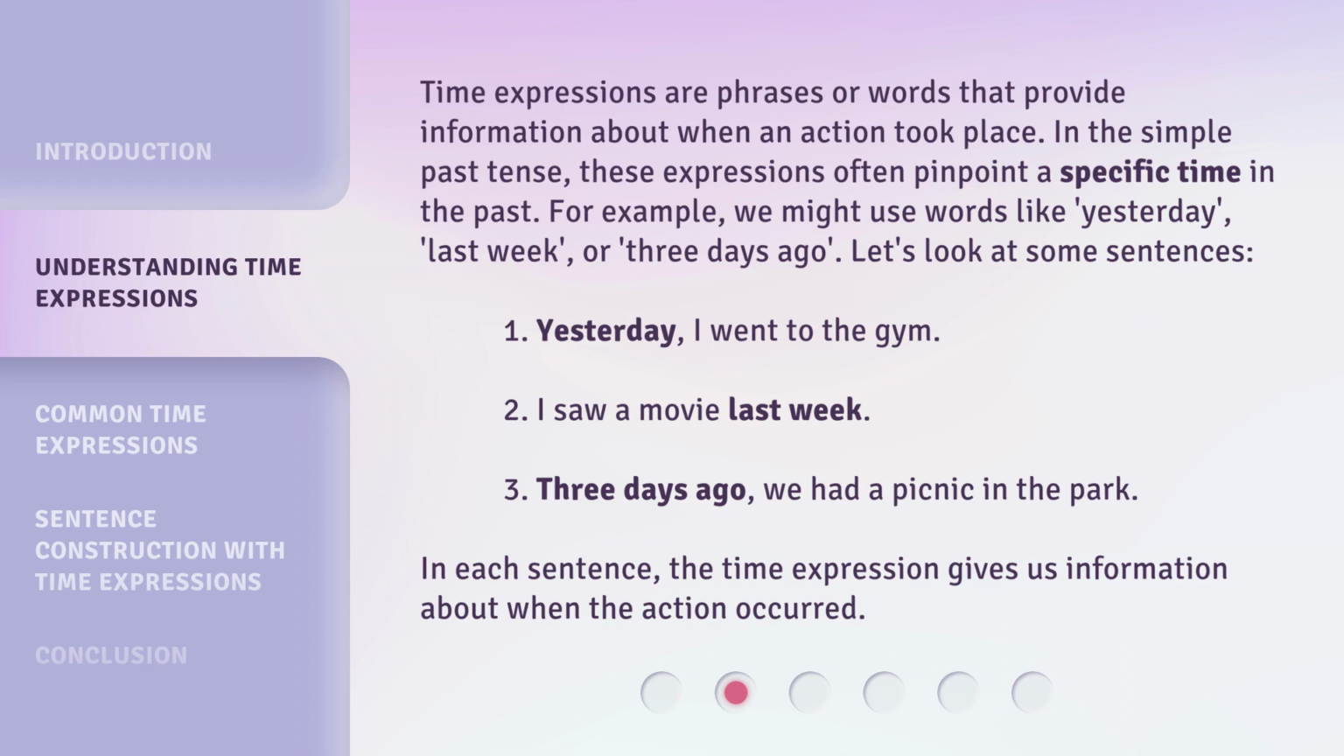Let's look at some sentences. 1. Yesterday, I went to the gym. 2. I saw a movie last week. 3. 3 days ago, we had a picnic in the park. In each sentence, the time expression gives us information about when the action occurred.